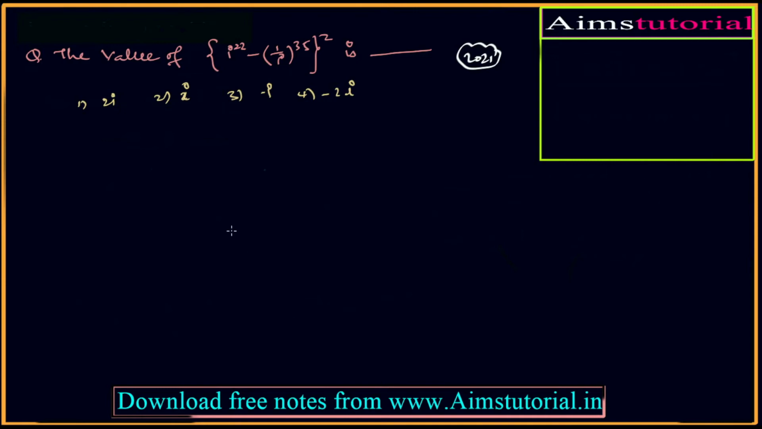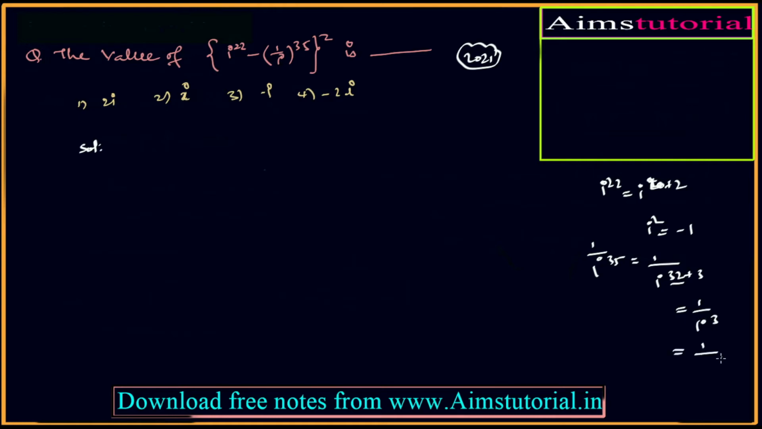Next question. The value of (i power 22 minus 1 by i power 35) whole square. What about i power 22? i power 22 means we can write 20 plus 2. So 20 is a multiple of 4, so this is i square only, that is minus 1. Like that, what about 1 by i power 35? 35 means 32 plus 3. So i power 32 is 1, so that is 1 by i cube. The value of i cube is minus i. So 1 by minus i becomes plus i.